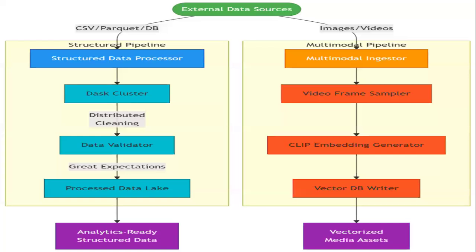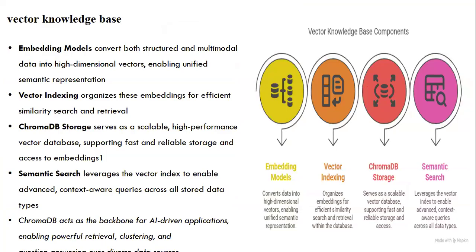Then after this, we move to the next phase, which is the vector knowledge base. In the vector knowledge base, we build the unified vector knowledge base, meaning all the data will be stored in a vector format. Suppose we have text data, so we store the text data or image data in a vector format for semantic search or retrieval purposes, because structured and multi-dimensional data is transformed into high-dimensional embeddings by advanced models, and that is stored in a vector database.